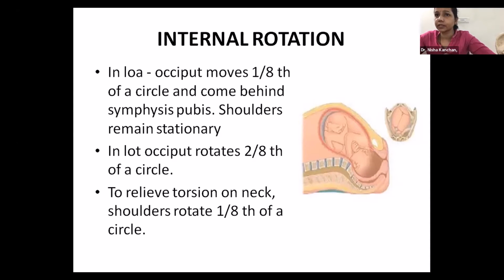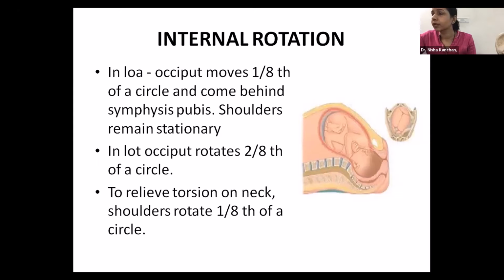As I told you, the purpose of internal rotation is that at the end of it, the occiput has to be behind the symphysis pubis. It doesn't matter if it is LOA, LOT, or LOP. At the end of internal rotation, the occiput has to come behind the symphysis pubis. That is the purpose of internal rotation, to get the sagittal suture in the AP diameter, which is the widest diameter available at the outlet. So in LOA, when the occiput is at the ischiopubic eminence, it has to move only 1/8 of a circle. Only 45 degrees of movement is seen in the head.